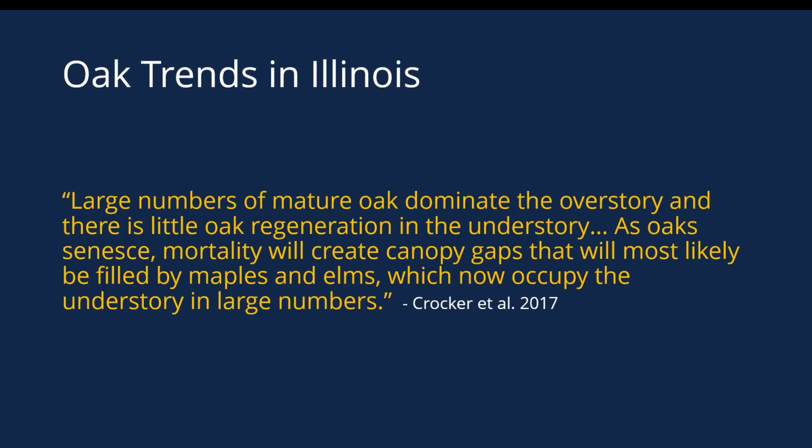And so Crocker wrote in the Illinois Forest 2015 book that large numbers of mature oak dominate the overstory. There is little oak regeneration in the understory. As oaks senesce, mortality will create canopy gaps that will most likely be filled by maples and elms, which now occupy the understory in large numbers. So that's setting the stage of where we're at. That's explaining the situation on the ground.